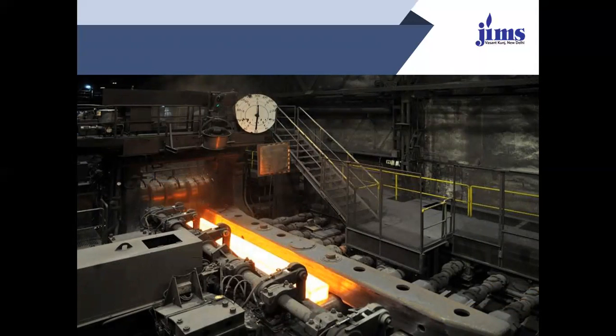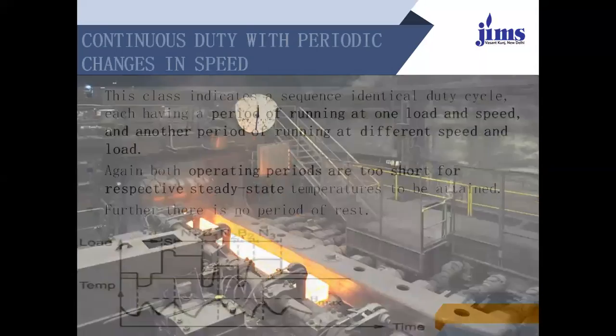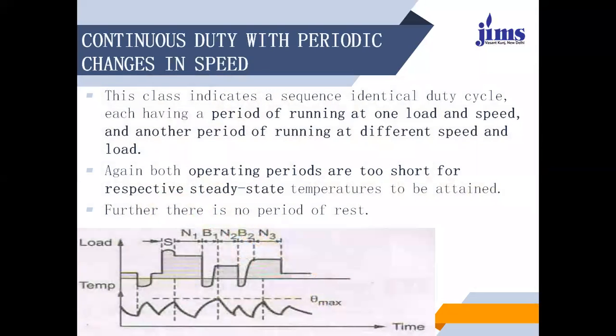This is another diagram of the blooming mills. Next is the continuous duty with periodic changes in speed. This class indicates a sequence of identical duty cycles, each having a period of running at one load and speed, and another period of running at a different speed and load. Again, the operating periods are too short for the respective steady state temperatures to be attained. Further, there is no period of rest for this type of machine.